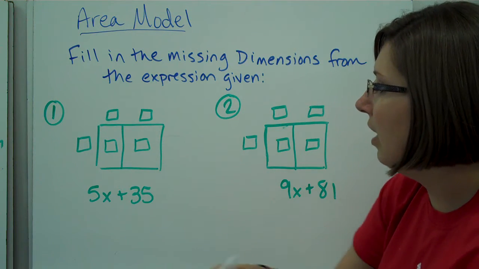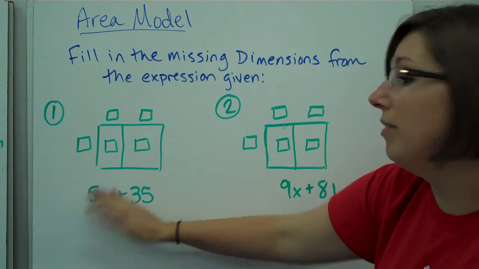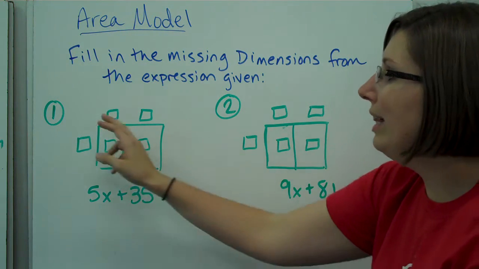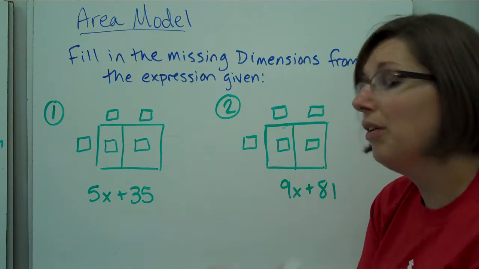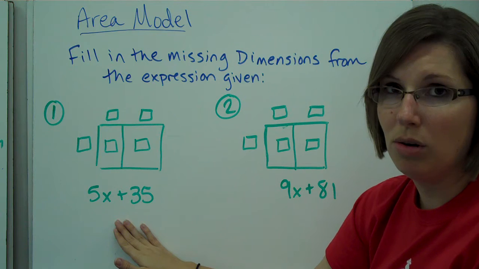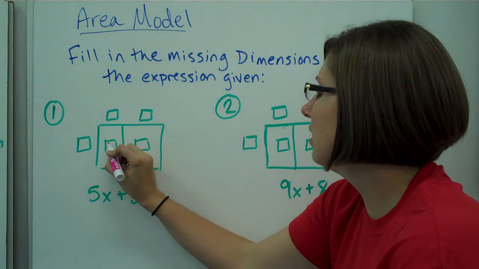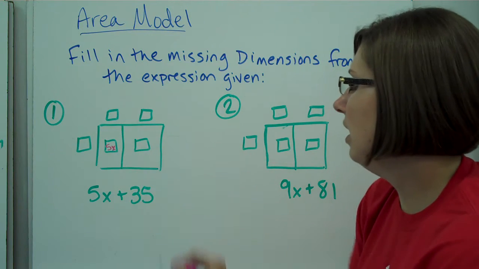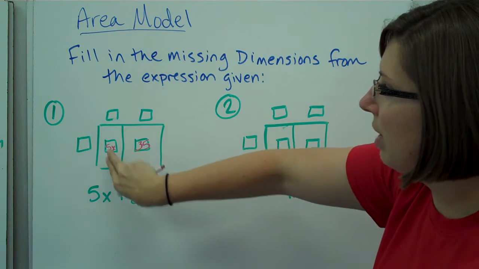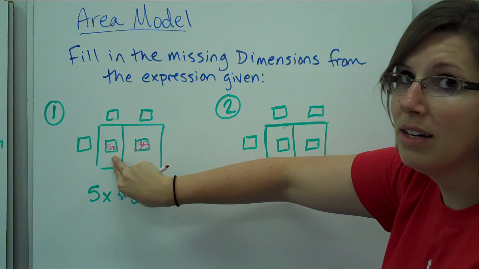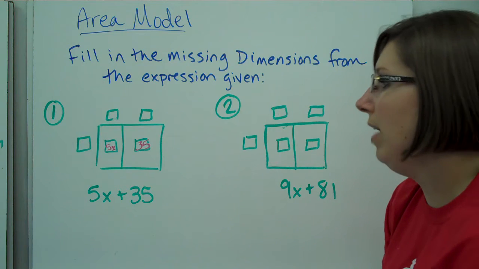So I'm asking myself, if this was the answer to an area problem of a rectangle, what length and what width do I have to multiply together that gives me this answer as a result? So again, it's like working backwards. So if I have 5x in here and 35 in here, what times what gives me 5x? And then what times a different number gives me 35?